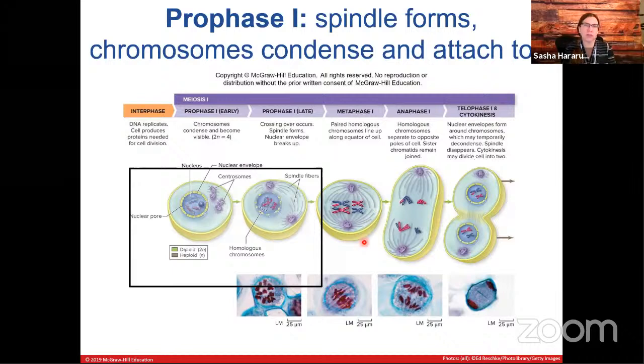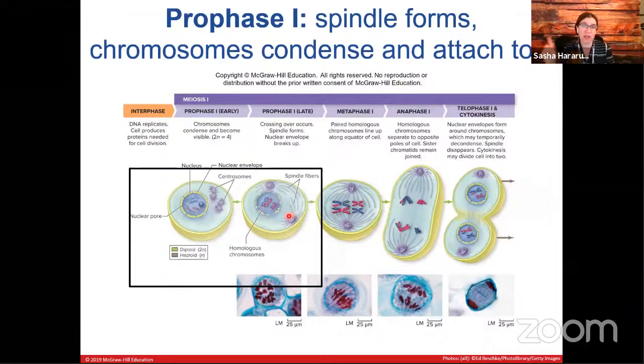Similar to prophase in mitosis, in prophase 1 the spindle forms and the chromosomes condense and attach to it. There's also early prophase 1 and late prophase 1. During early prophase 1, the chromosomes are condensing and becoming visible. And in late prophase, the nuclear envelope, or nuclear membrane, breaks up, crossing over occurs, and the spindle forms.